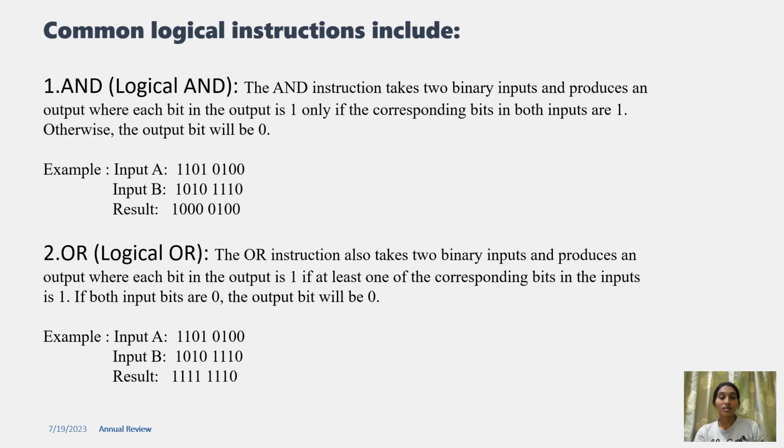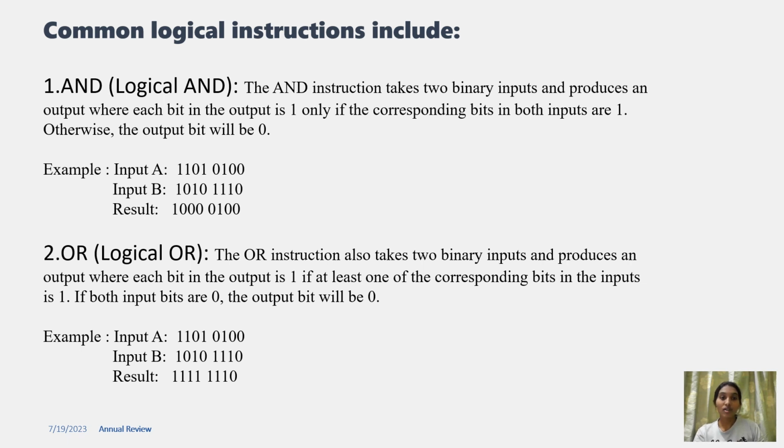Now let's see some examples and types of logical instructions. First one is AND, which is known as logical AND. The AND instruction takes two binary inputs and produces an output where each bit in the output is 1 only if the corresponding bits in both inputs are 1. Otherwise, the output will be 0. That means if both the inputs are 1, then the output will also be 1. If both the inputs are 0, then the output will be 0. Let's see an example for this.